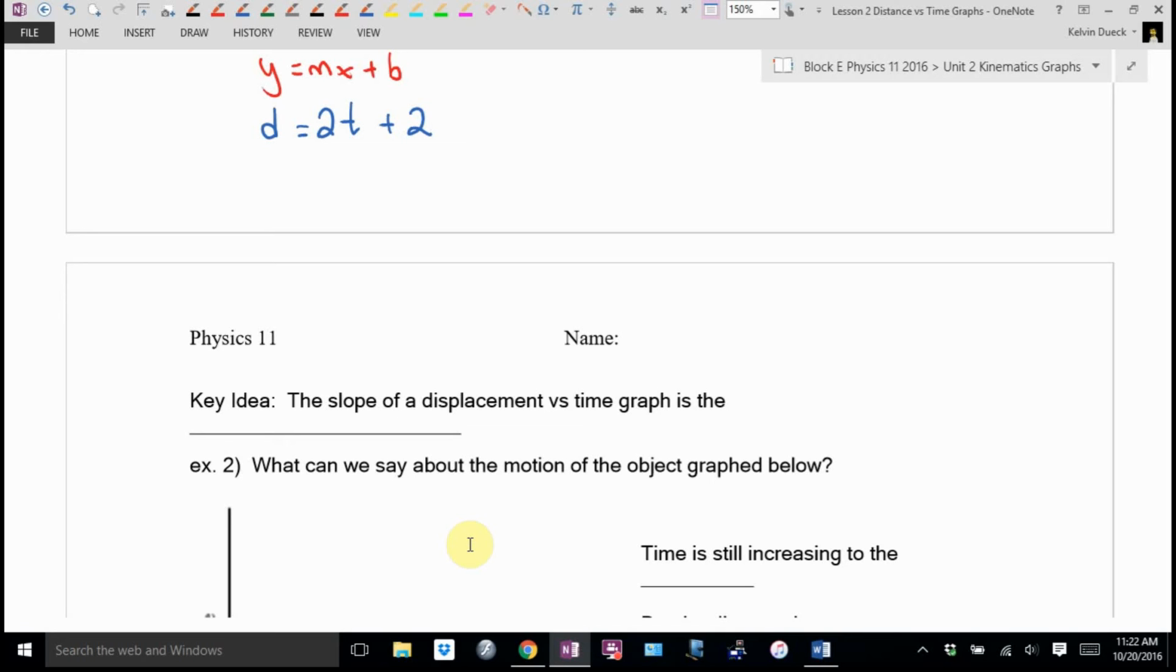What's the key idea? The slope of a displacement versus time graph is, what do I measure displacement in? Meters per. What do I measure time in? So without even memorizing, can you derive what the slope of a displacement versus time graph must be? It's meters per second. It's either speed or velocity. Displacement, vector or scalar? Vector. So I'm going to say velocity. If it was a distance versus time graph, speed.